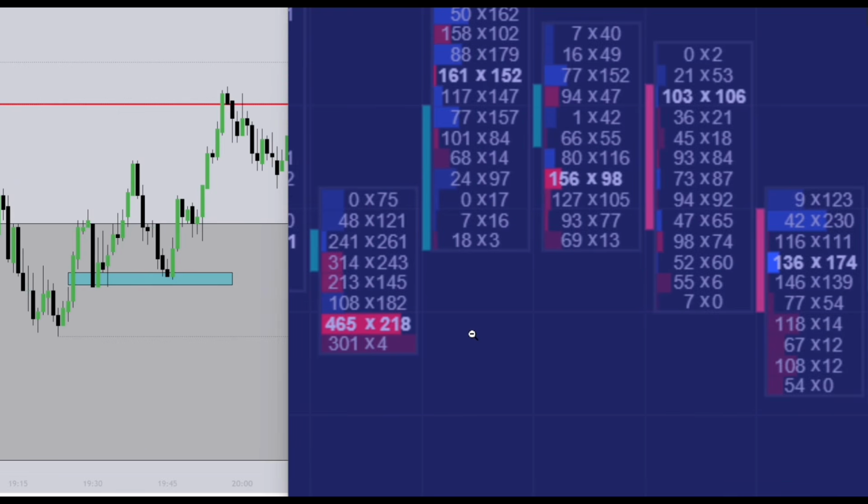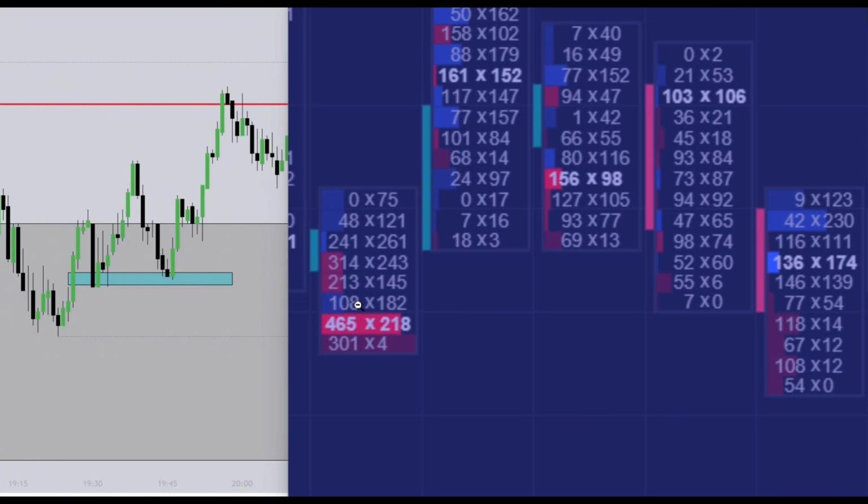So let's kind of dive in. This is a microscopic view of the charts. You're looking at essentially this wick and this bottom wick. So you're looking at this and you're looking at this. So what do you see over here, right? 465 for 218, right? 301 for 4.